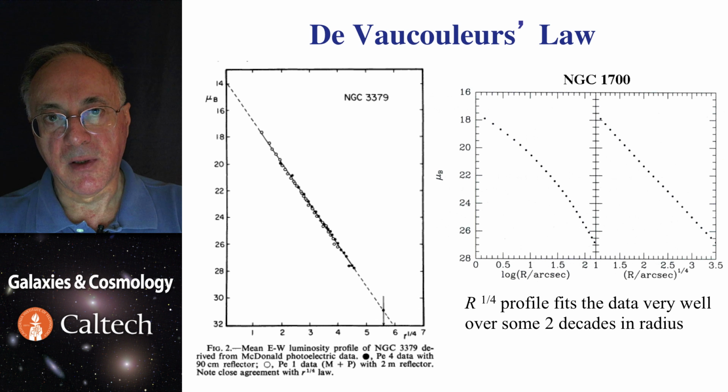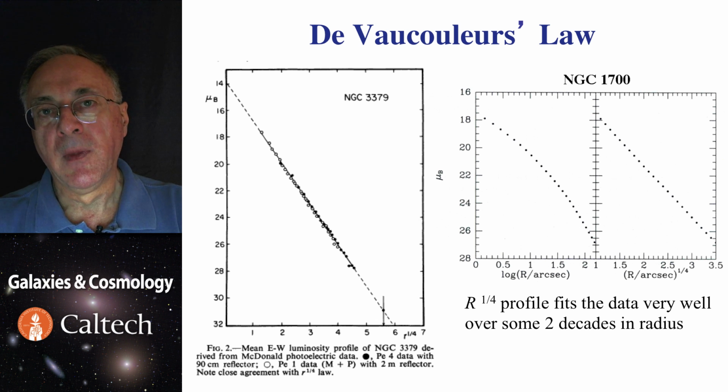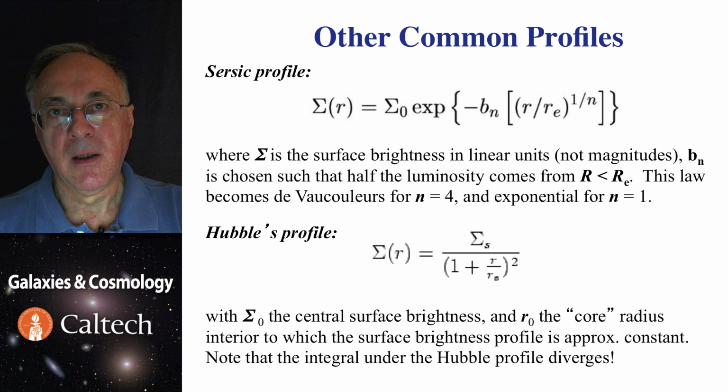So here are some plots of surface brightness profiles in elliptical galaxies. What's shown here is the logarithm of the surface brightness on the y-axis, measured in magnitudes per square arcsecond, versus radius to the 1/4 power. And the de Vaucouleurs profile looks like a straight line in those coordinates. Indeed, for some galaxies, it seems to fit remarkably well in at least some part of the radial range. But in the others, it does not. And so these deviations are also of some interest.